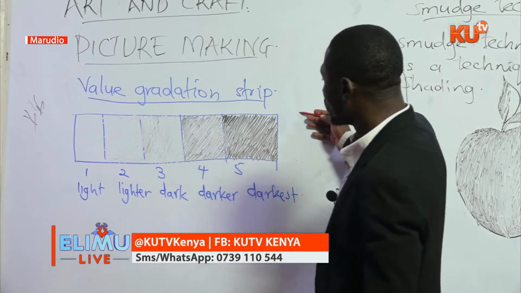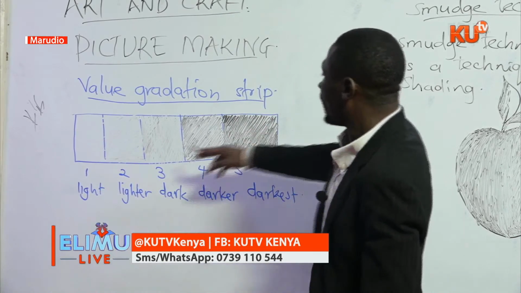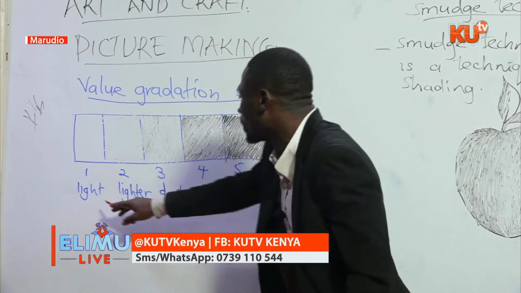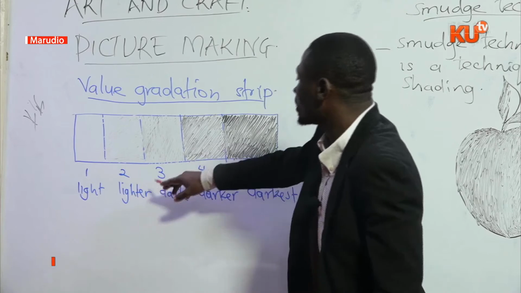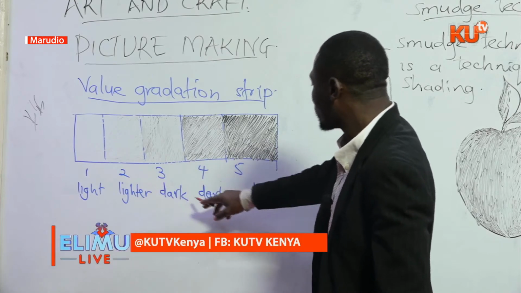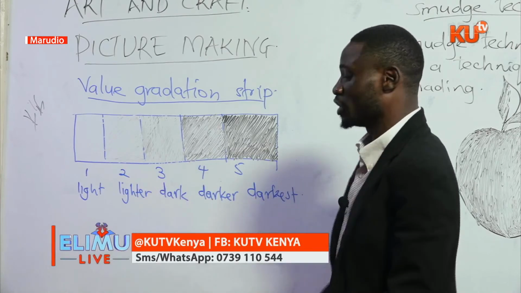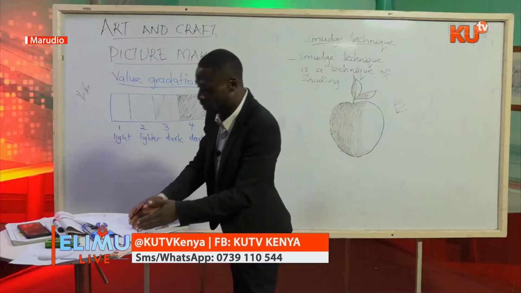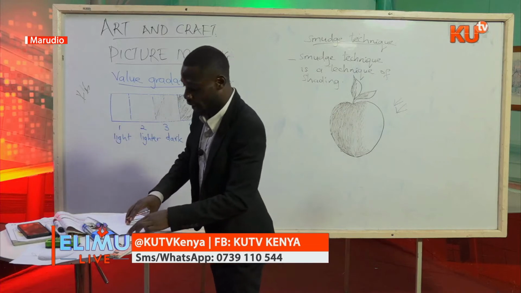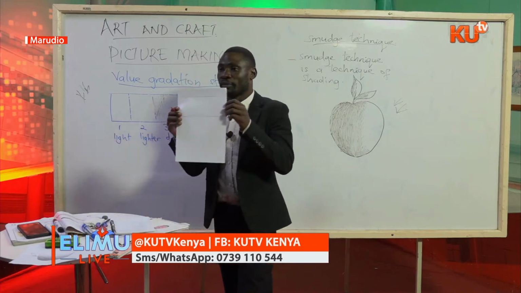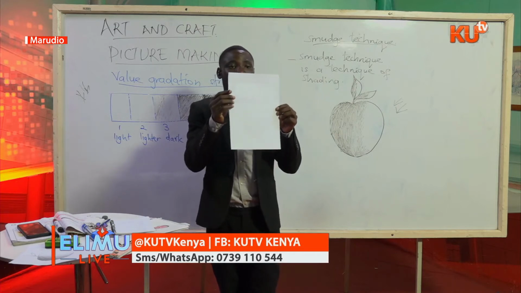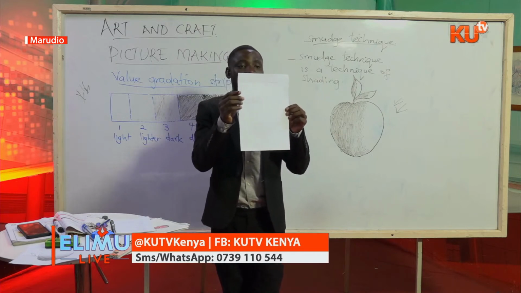In this value gradation, we've identified the light part, which is number 1, the lighter part, number 2, the dark part, the darker, and the darkest, which is the last strip. And right now I want to do it on a piece of paper, and this is the frame.